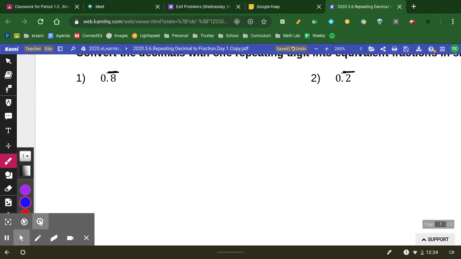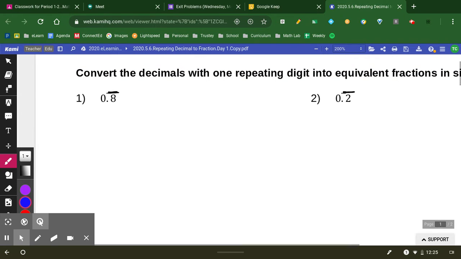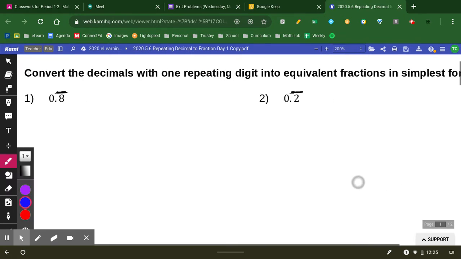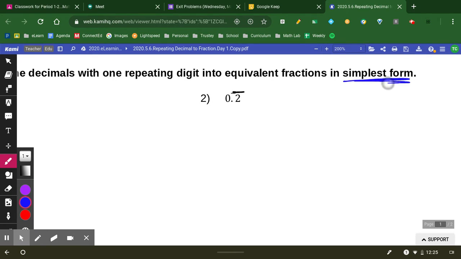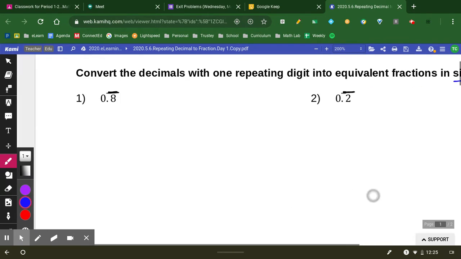So let me, like normal, go through a few odd problems. Feel free to fast forward, skip some parts, rewind, pause for a second after a problem, do your homework, do whatever is comfortable for you. We are asked here to convert the decimals with one repeating digit into equivalent fractions. Oh, don't forget simplest form. If you can simplify, always try to do it.